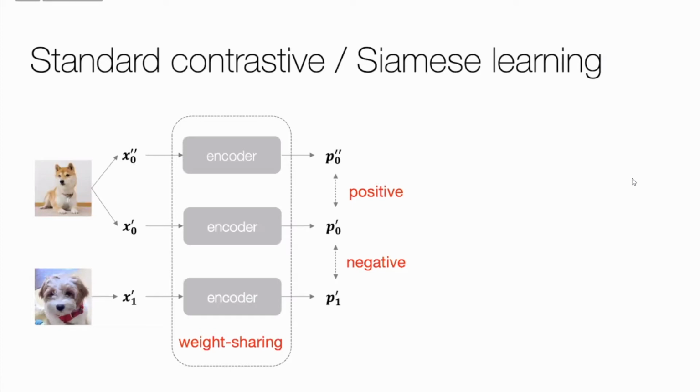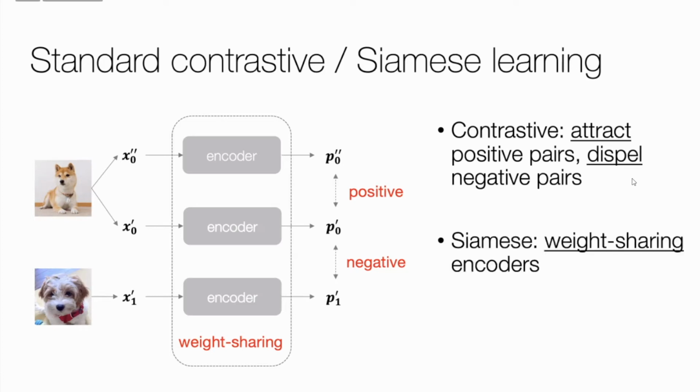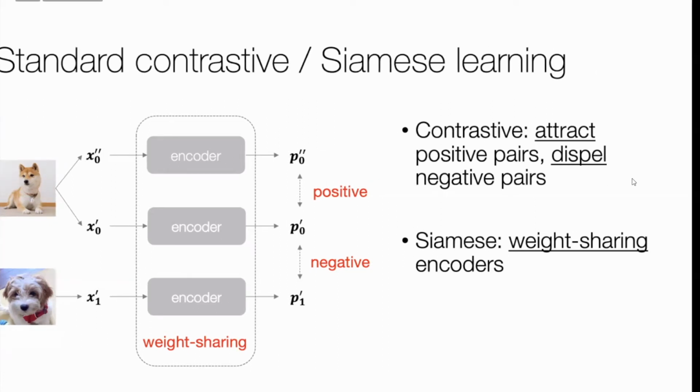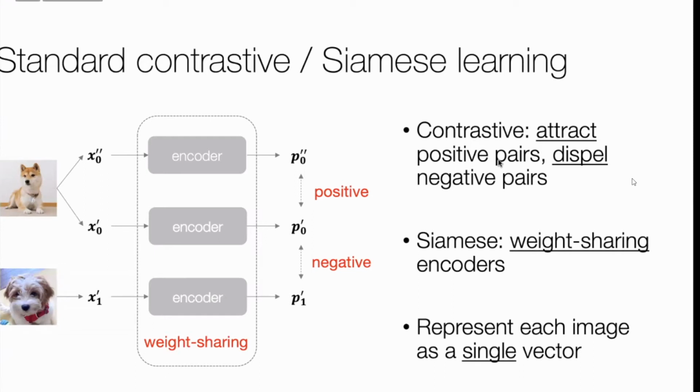And we can, of course, generate representations from other images as well. And because they are from other images, they form negative pairs. The term contrastive means that we will attract positive pairs and repel negative pairs, so that the representations from the same image will be more similar to each other, and representations from different images will be different. And this is Siamese learning because we are using and reusing the encoders with weight sharing. So it's just parallel encoders being used. And one important thing to remember is that we will represent each image or each view of the image as a single vector in standard contrastive or Siamese learning.